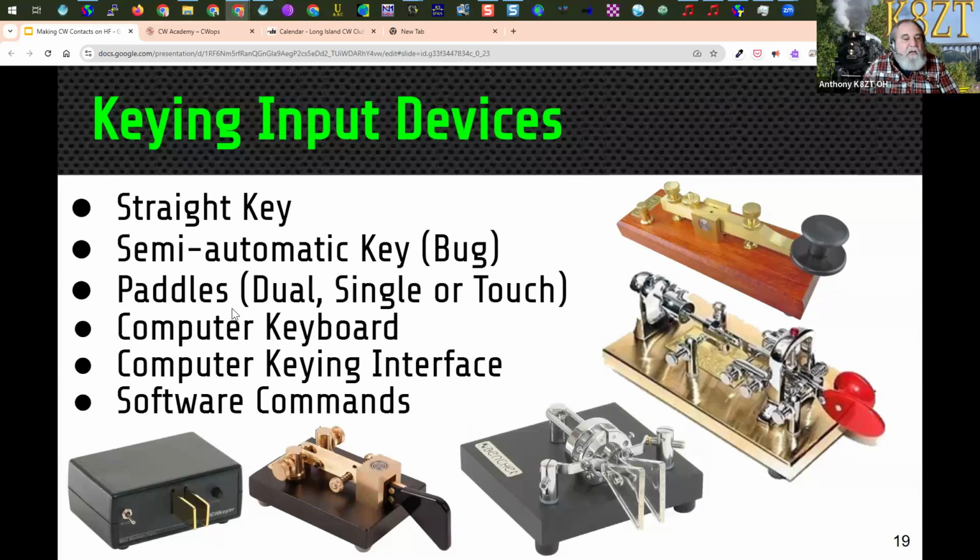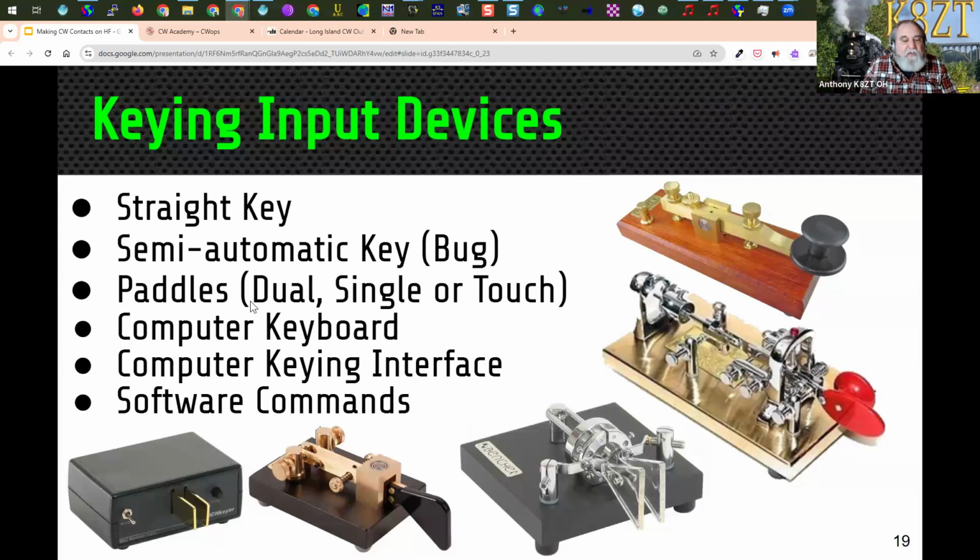So we can use paddles. Now you'll hear these paddles referred to by a bunch of terms. Some people might refer to them as iambic paddles. That's actually a style of keying. When we're using paddles, they're not really iambic paddles, but they can be used for iambic sending.